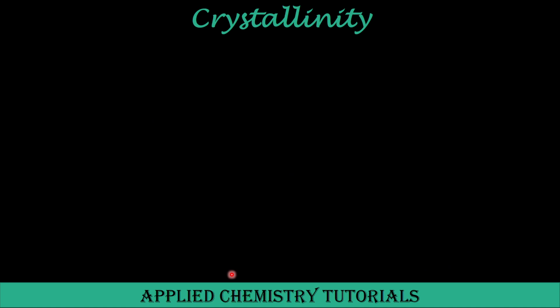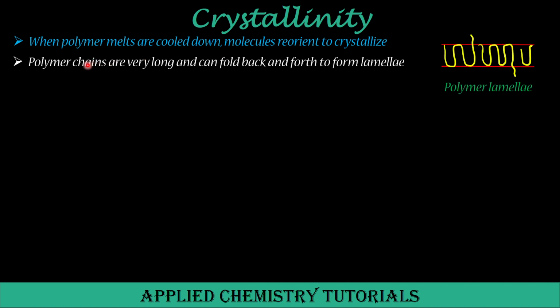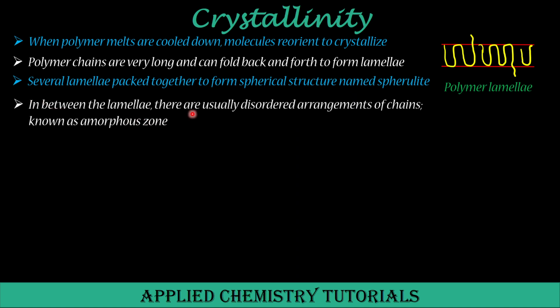Now the final category is crystallinity. When a polymer melts or cools down, molecules reorient to crystallize. Polymer chains are very long and can fold back and forth to form lamellae. This is a polymer lamella. Multiple polymer molecules can be involved to make this lamella. Several lamellae pack together to form a spherical structure named a spherulite. In between the lamellae, there are usually disordered arrangements of chains known as the amorphous zone.